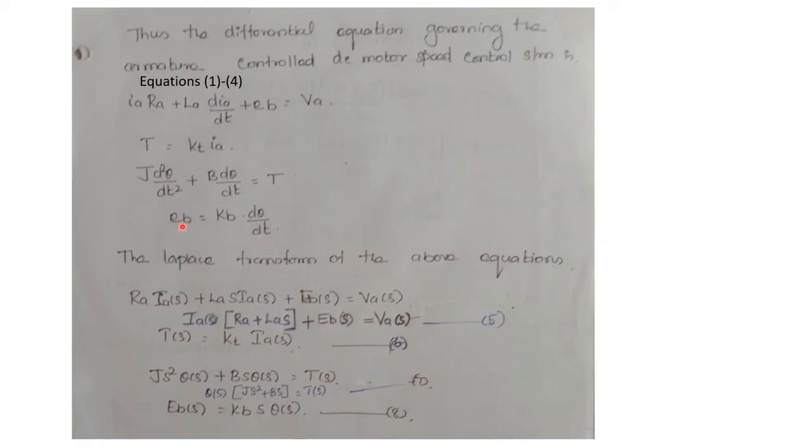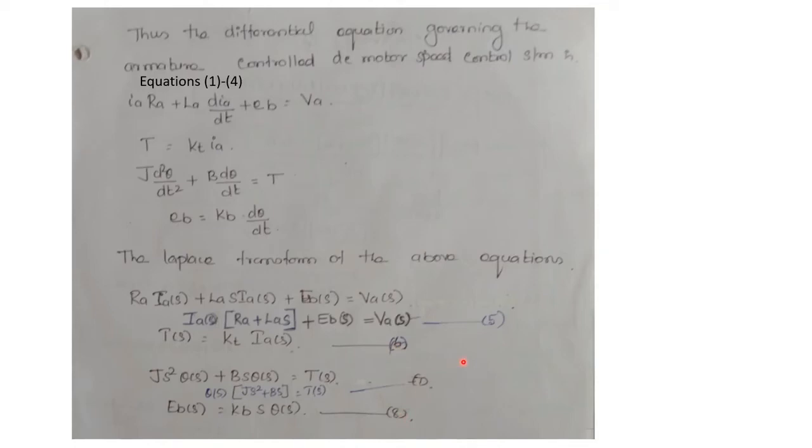EB will be a voltage, so it will be a function of time. While finding the Laplace transform, it will be capital EB of S. KB is a back EMF constant, so we can take it outside. Then what about the Laplace transform of d by dt? That is S, into the Laplace transform of theta, which will be theta of S. Understood?